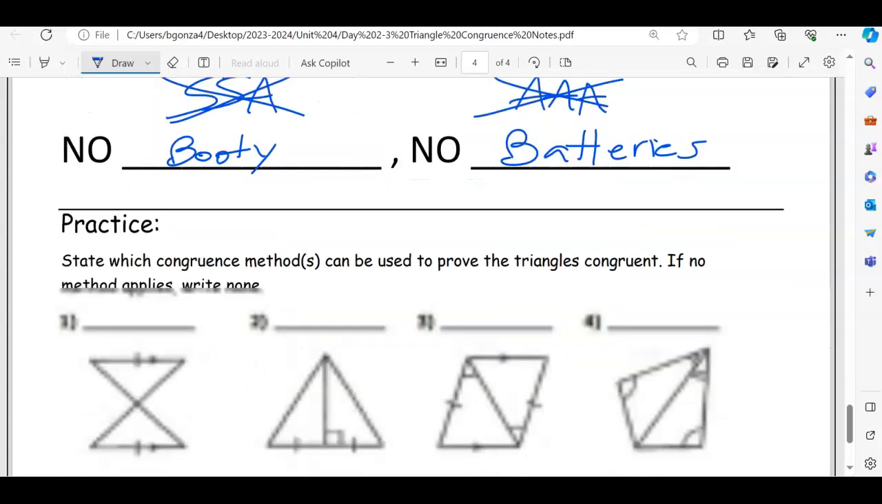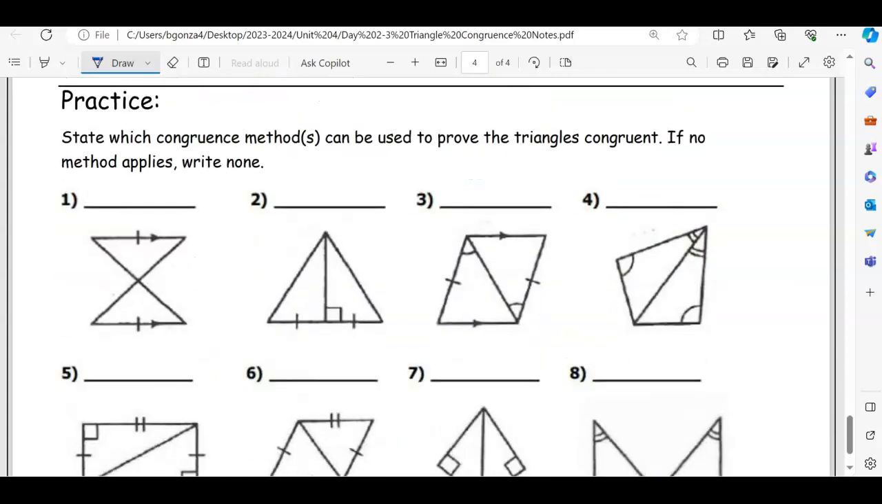All right, practice. Here we go. Here's something brand new. Look. Y'all remember when we had parallel lines cut by a transversal? Remember we had all those different angle relationships?